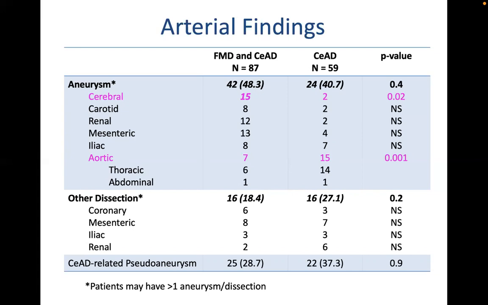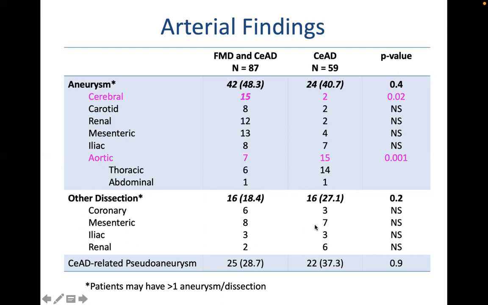There was a difference in the distribution of the findings. So there was a higher rate of cerebral aneurysm in patients with FMD compared to those with cervical artery dissection alone. On the other hand, there was a higher rate of aortic aneurysm, particularly thoracic aortic aneurysm, in patients with cervical artery dissection as compared to those with FMD.